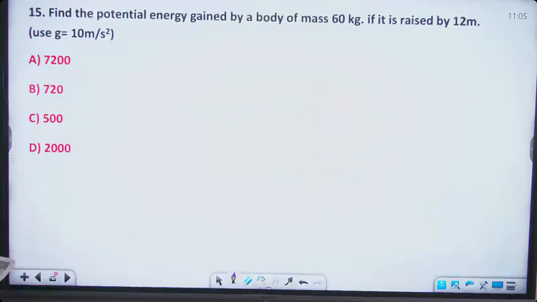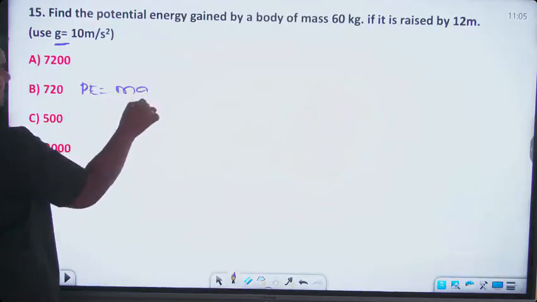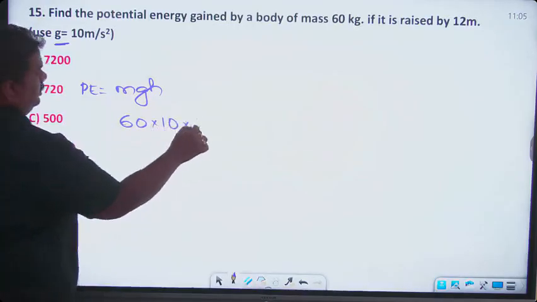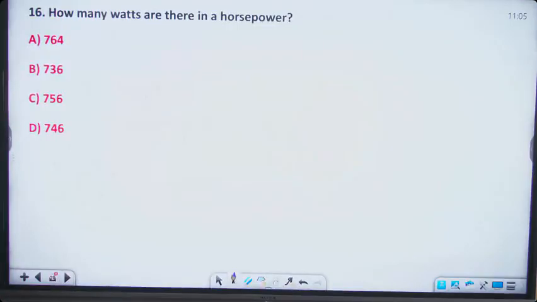Then find the potential energy gained by a body of mass 60 kg if it is raised by 12 meters. Potential energy equals m into g into h, that is 60 into 10 into 12, 7,200. Then, how many watts are there in horsepower? 746. 1 horsepower equals 746 watts.